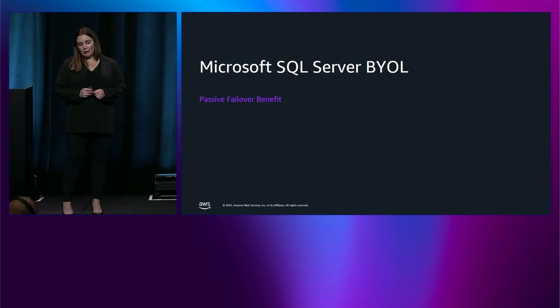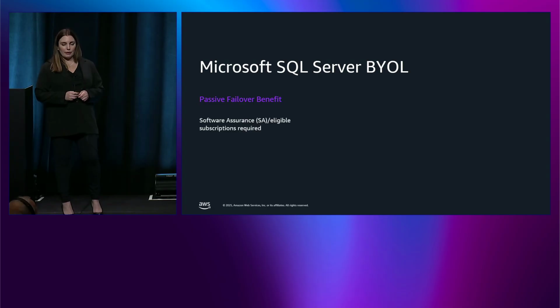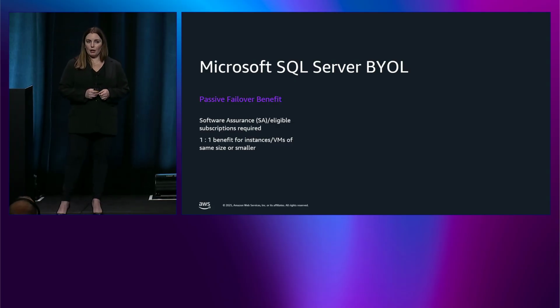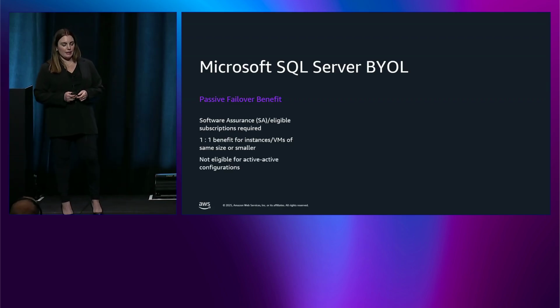A bit more on BYOL for SQL Server. There is a passive failover benefit available for customers that are bringing their licenses with their software assurance. Again, this is a software assurance benefit, and it is one-to-one, so it does work differently than maybe what you can do on premises. So that is a key note to consider. One SQL Server EC2 instance, for example, allows you to deploy a secondary passive SQL Server instance of the same size or smaller in terms of vCPUs. This is not eligible for active configurations.